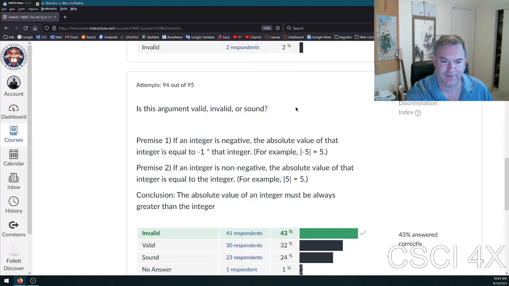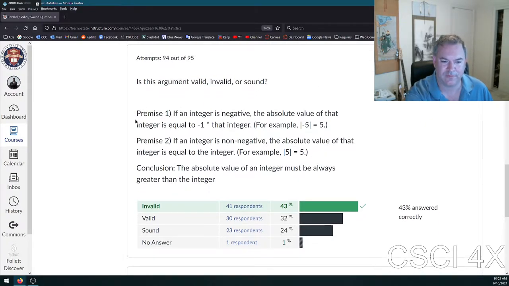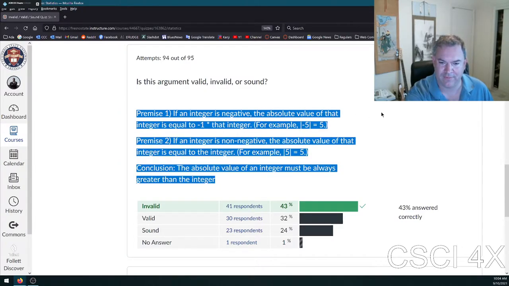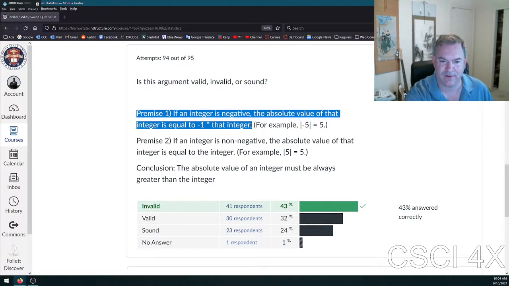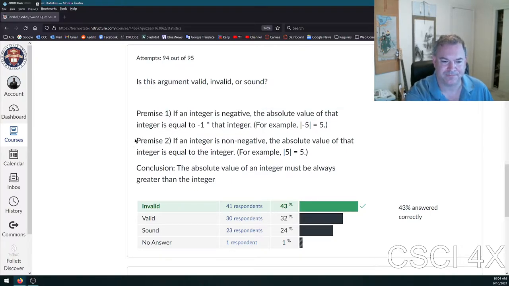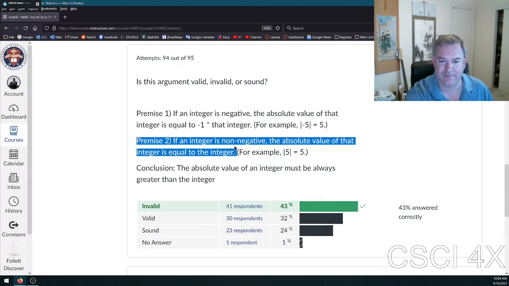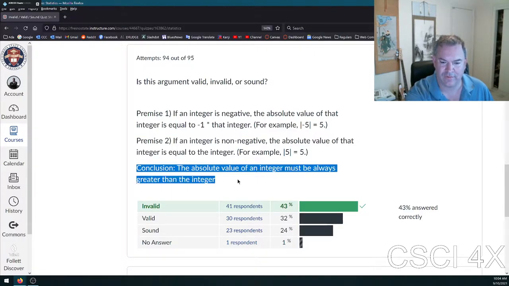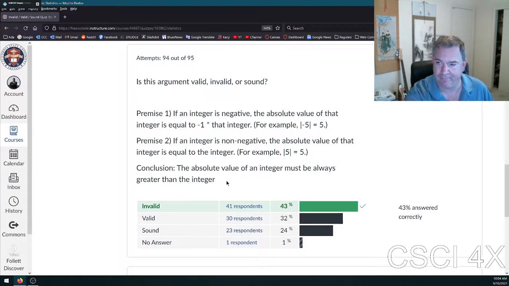Is this argument valid, invalid, or sound? So, premise one, if an integer is negative, the absolute value of that integer is negative one times the integer. If the integer is non-negative, the absolute value is equal to it. Conclusion, the absolute value of an integer must always be greater than the integer. No. This is equal to, not greater than. So, the absolute value of 5 is 5, not 6.